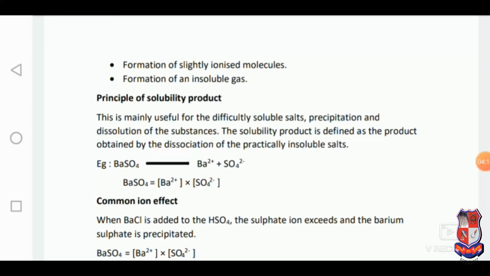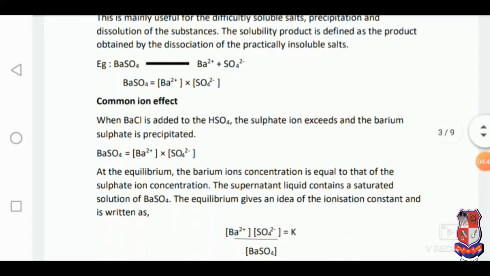dissociation between the ions. For example, here the precipitate barium sulfate, which is formed between the reaction of barium chloride and sulfuric acid. It produces the ions, which is barium and sulfate, and the solubility in the solution is governed by the solubility product, the principle of solubility product. So, to understand this, we have to understand the product which is formed in the given analysis.